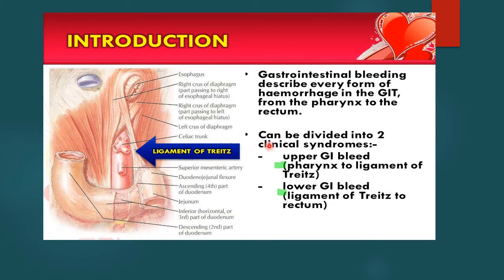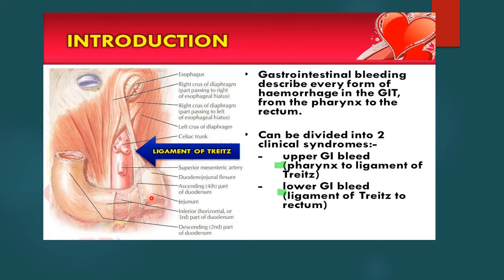GI bleeding can be divided into upper and lower GI bleeding. The demarcating point is the attachment of the ligament of Treitz at the duodenojejunal flexure. Anything proximal to it is considered upper GI bleed, and all bleeding distal to that ligament of Treitz is considered lower GI bleed. I've covered upper GI bleed adequately in the last lecture.